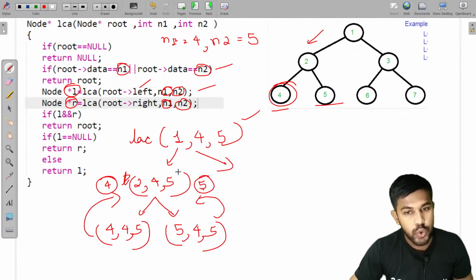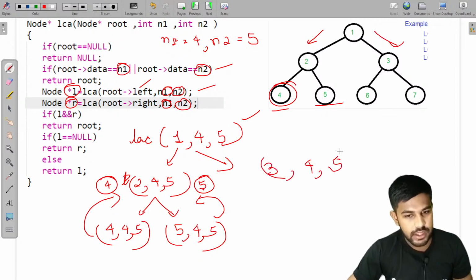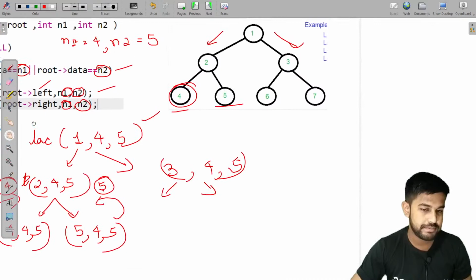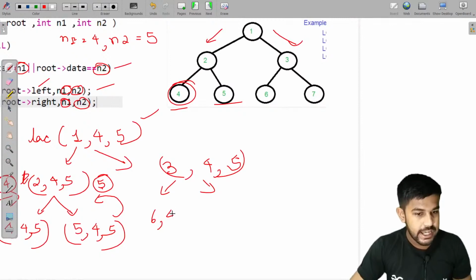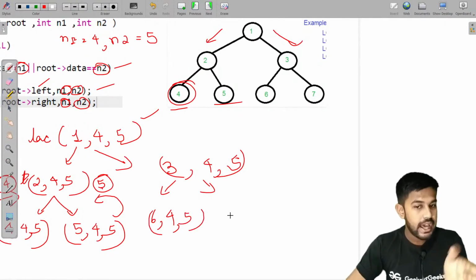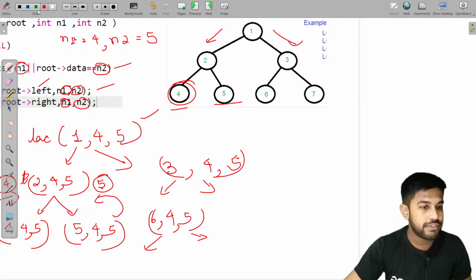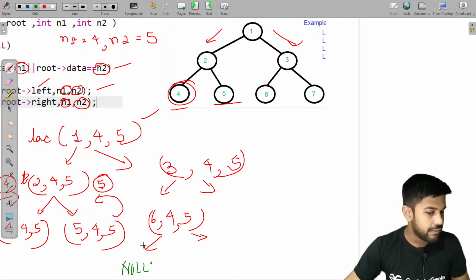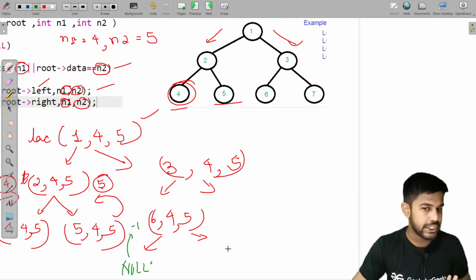Now 2 and 4 is done, so we would again move to this side. This is 3, with 4 and 5. Now we would again go left and right. Again go left: left means 6, 4 and 5. And the left of this is null. If the left is null, we would return null, that is, we would return -1. From this side -1 is returned.